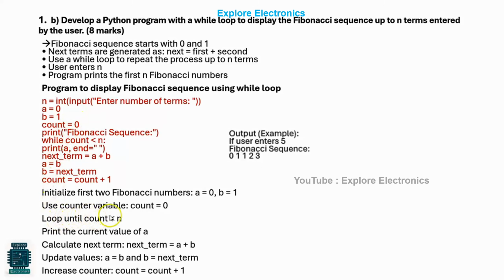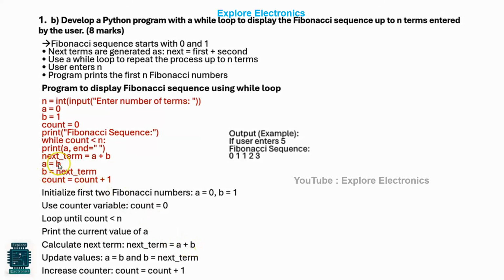After that, loop until count is less than n. Here it will loop until the count is less than n. print(a, end="") with an empty string. Here it prints the current value of a. After that, next term is equal to a plus b. It will calculate the next term, that is next term is equal to a plus b.